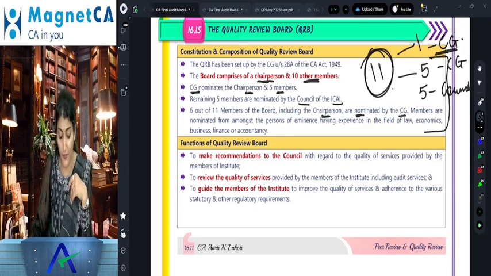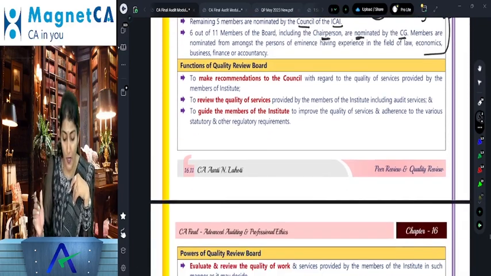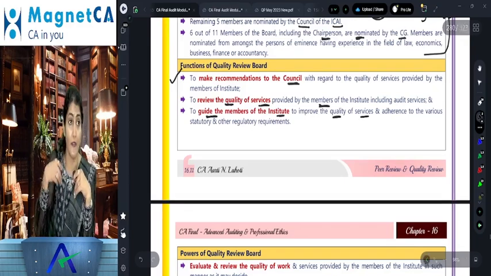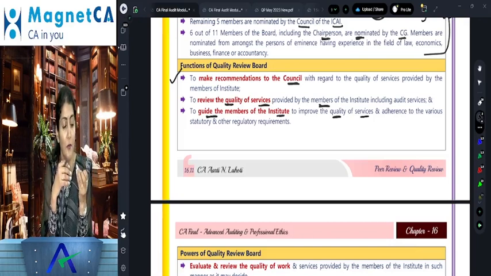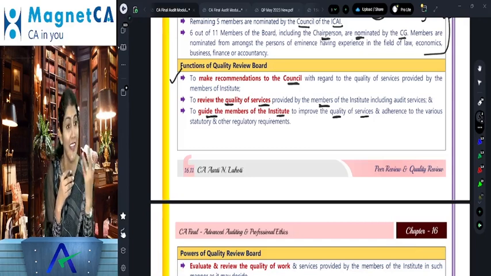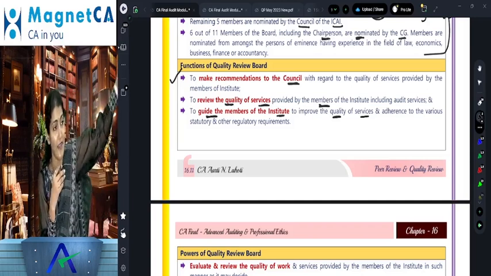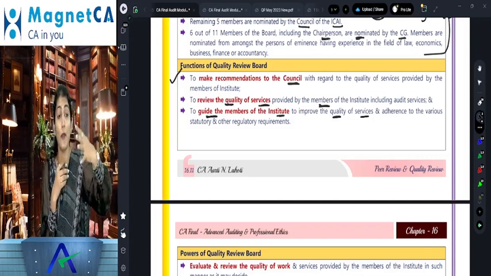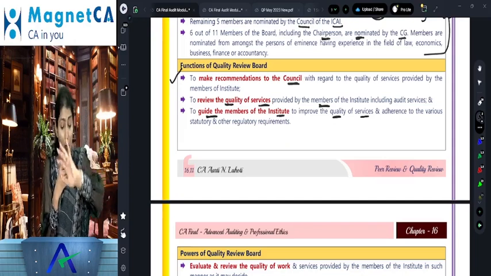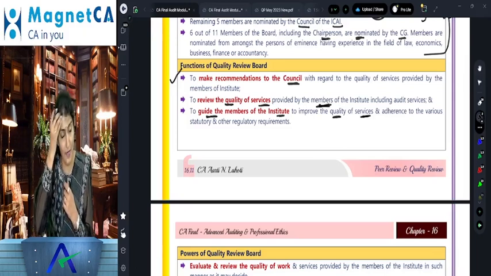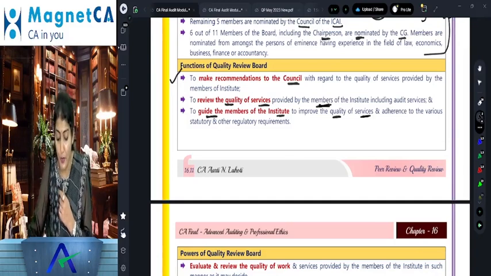Okay, what are the functions of the QRB? Right, what are the functions of the QRB? To make recommendations to the council, to review the quality of the services provided by the members and to guide the members of the institute to improve the quality of services. Similar to the functions of the, I don't think you will know, but no harm in trying, NFRA. Right, very similar to the functions of the NFRA. They make recommendations to the central government. Here these guys, they make recommendations to the council. Right, then they review and monitor, they enforce the compliance with the auditing and accounting standards. Here they review the quality of the services provided by the members and they guide the members of the institute to improve the quality of the services. Right, so what does it say? Make recommendations, review the work and also guide the members to improve the quality of their work.